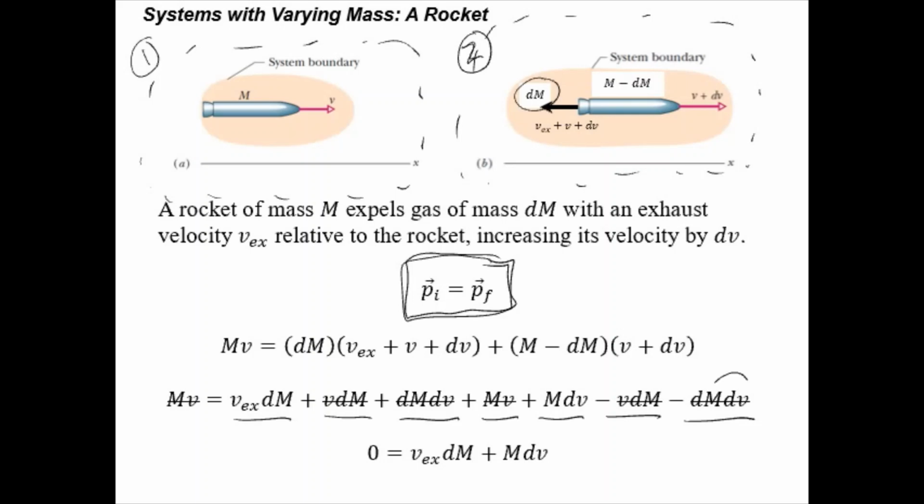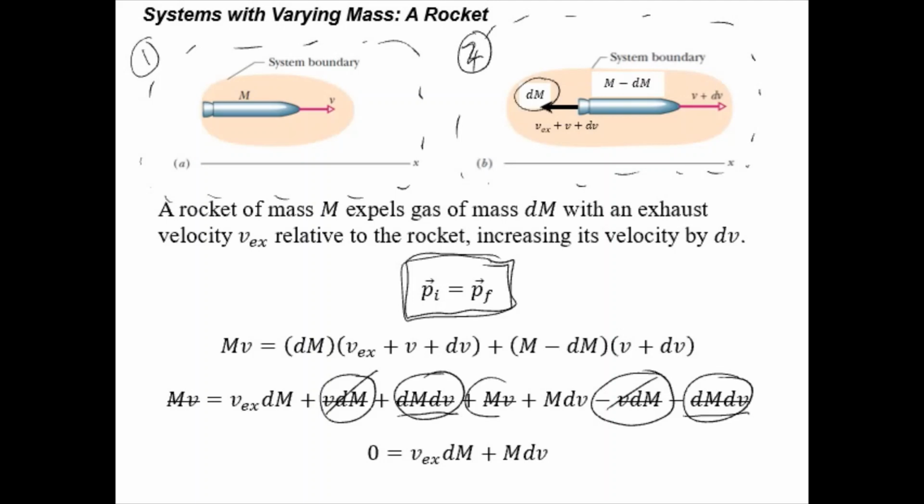Now, dm dv is the same thing as dv dm. If it's the same two terms multiplied together, we know that multiplication is commutative. We can flip-flop: m times dv is the same as dv times m. So when I look at this, I've got a vdm here, and a negative vdm here, so those two sum together to give me 0. I have a plus dm dv here, and a minus dm dv here, so those two add together to give me 0. And then I've got an mv on this side, which I can subtract off of this side.